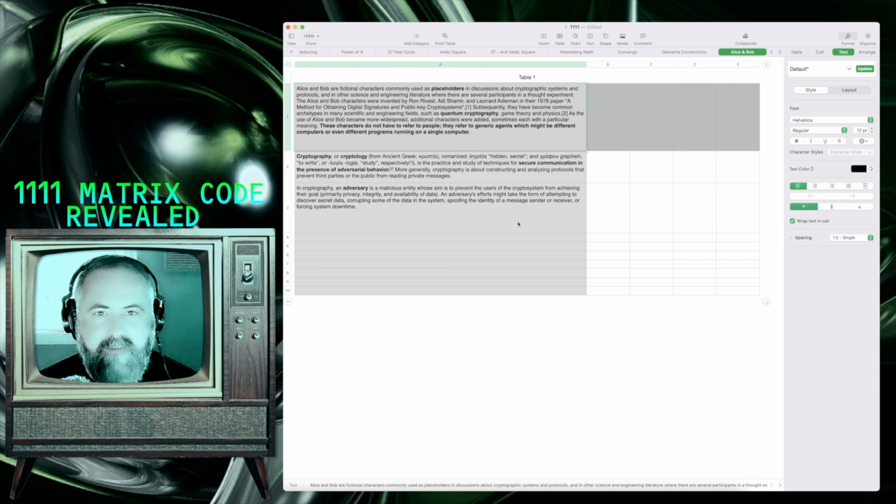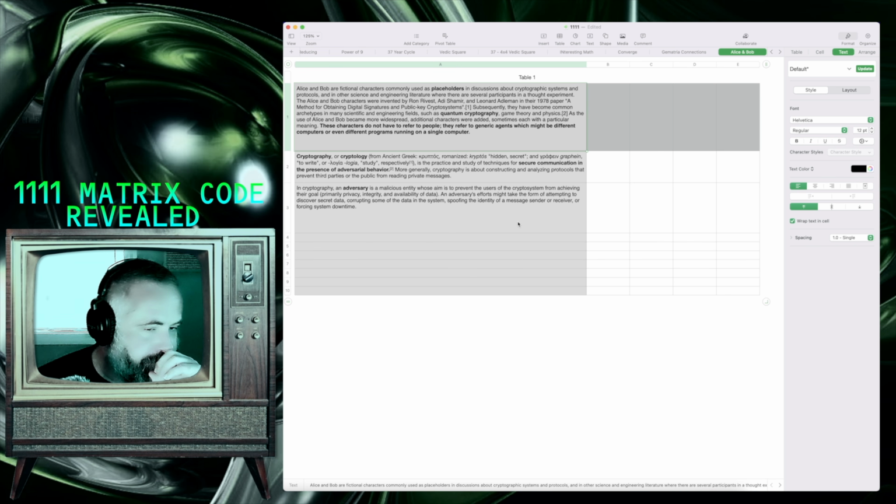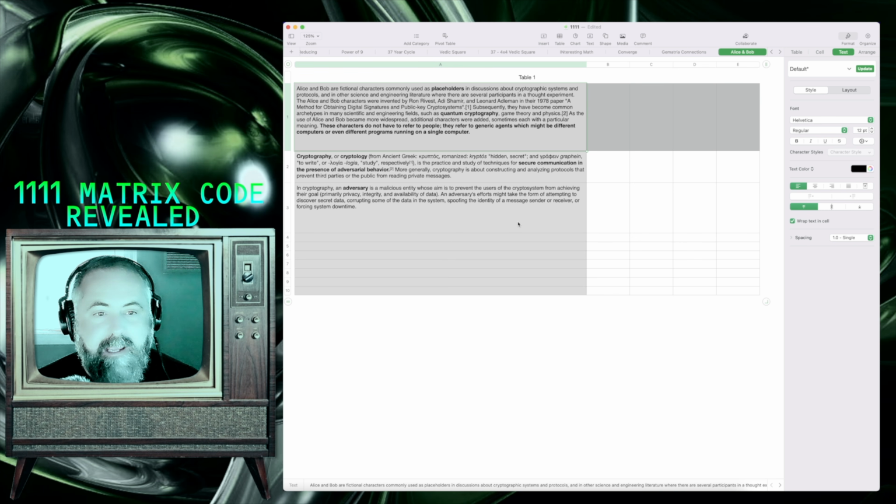Well, what does it mean by the adversary? In cryptography, an adversary is a malicious entity whose aim is to prevent the users of the crypto system from achieving their goal. Primarily, privacy, integrity, and availability of data. An adversary's efforts might take the form of attempting to discover secret data, corrupting some of the data in the system, spoofing the identity of a message sender or receiver, or forcing system downtime.